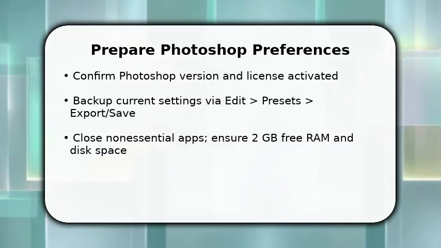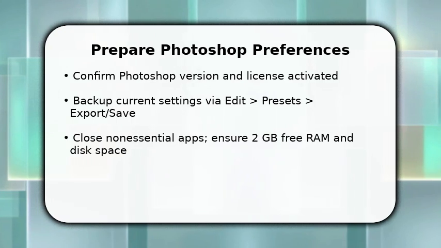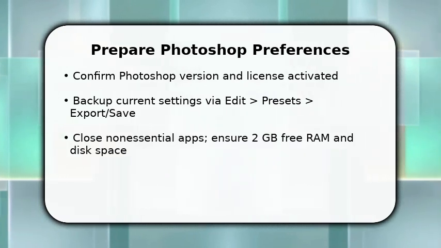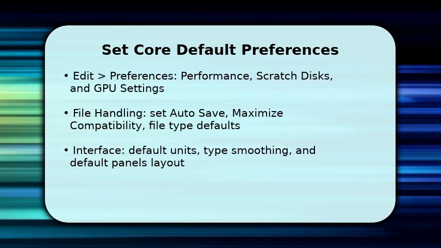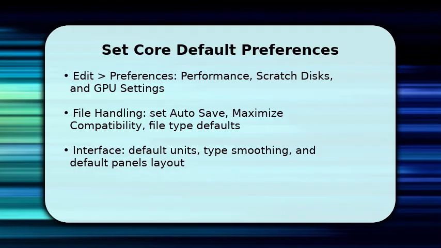Now, keep Photoshop ready and move to Preference Adjustments to set the default behavior. You'll now change the core defaults that shape every session. Open Edit Preferences and adjust performance. Allocate RAM, choose Scratch Disk, and enable or disable GPU depending on stability. This affects speed and reliability.